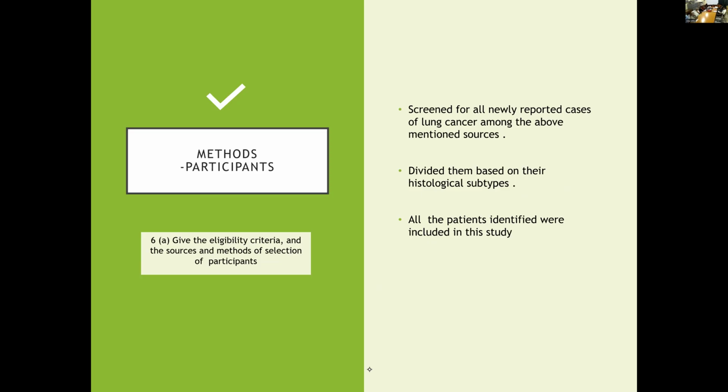They have looked at the data and they have screened and taken all the newly reported cancer patients among the above mentioned sources. All the cancers are divided into the 4 histological subtypes. And all the patients with new lung cancer were included in the study.